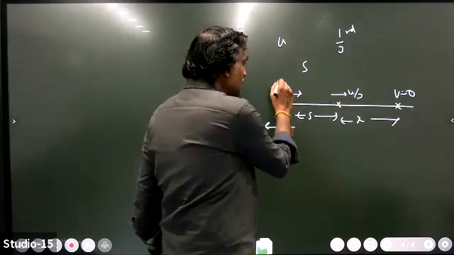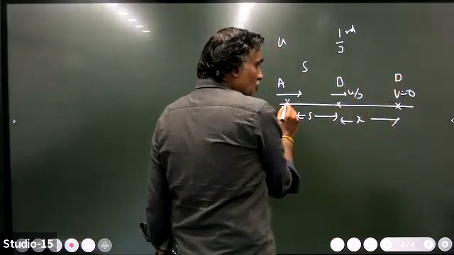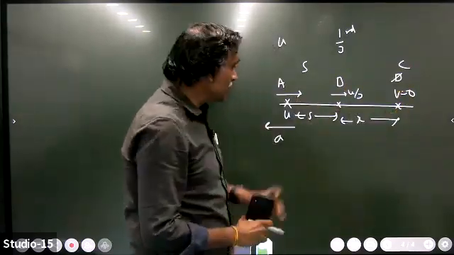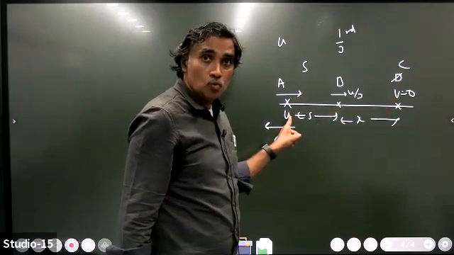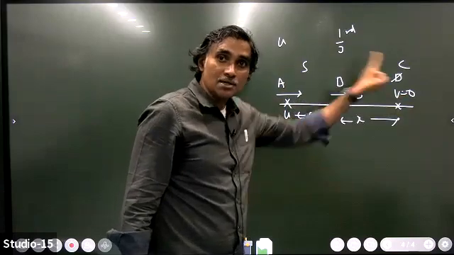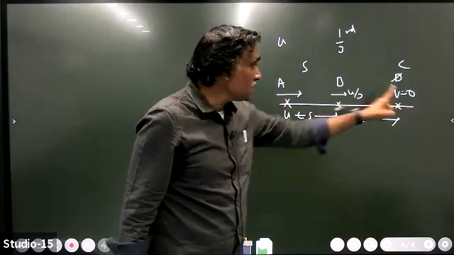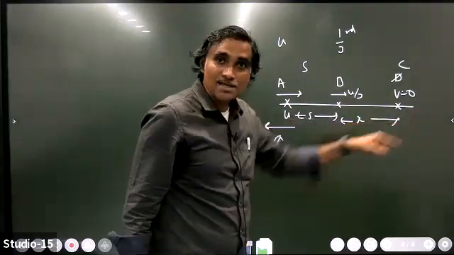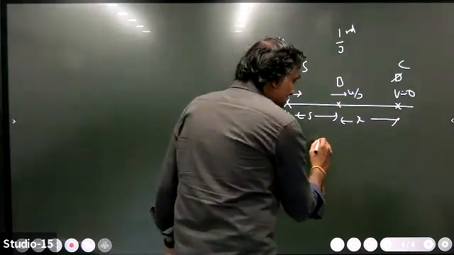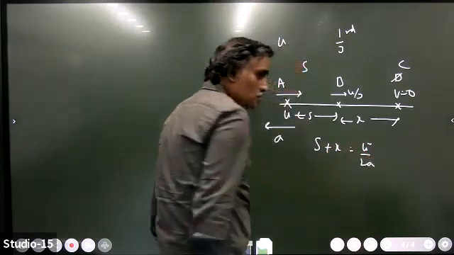Let us say this initial point is A, this is B, this is C. Now, if I consider motion from A to C, what is the initial velocity? U. Final velocity 0. Stopping distance means distance traveled until velocity becomes 0. So for motion from A to C, the stopping distance is S plus X, and the initial velocity is U. So S plus X is U square by 2A.